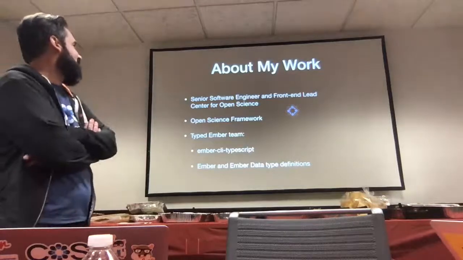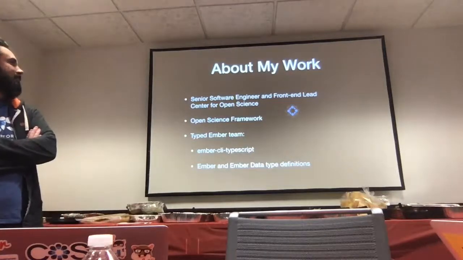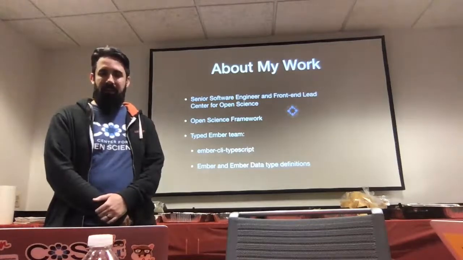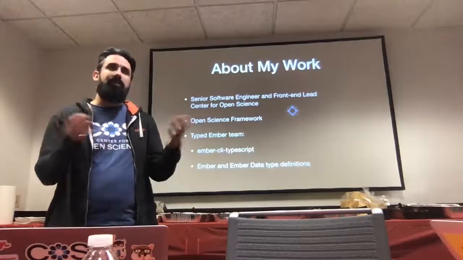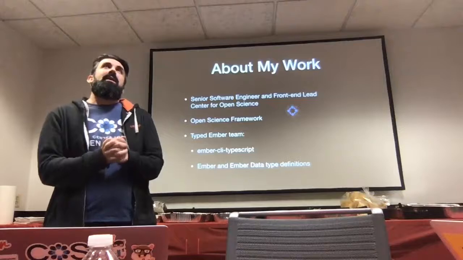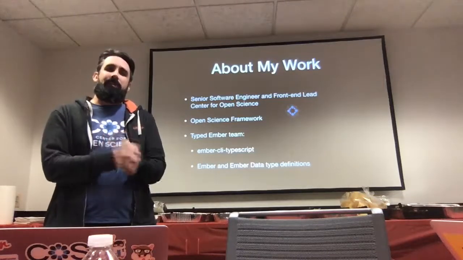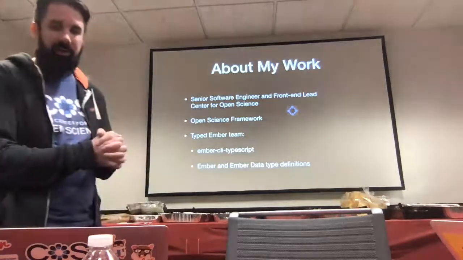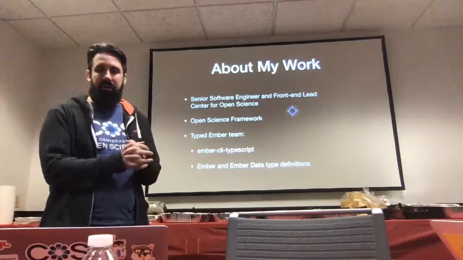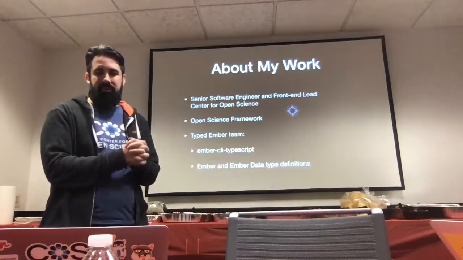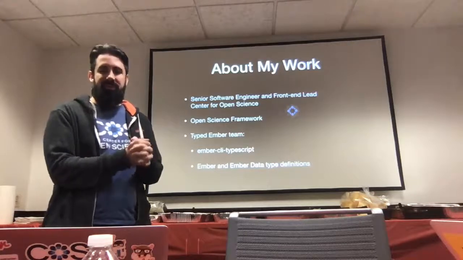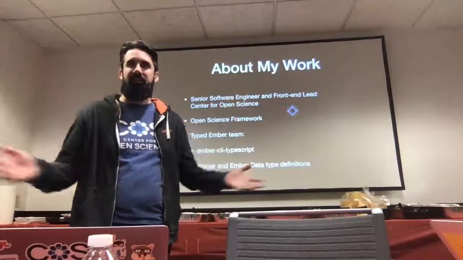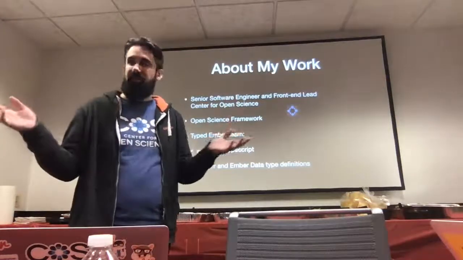I am a senior software engineer and the front-end lead for the Center for Open Science based in Charlottesville, Virginia. It's a nonprofit technology company, and the mission is openness and replicability in scholarly research. Our main product is something called the Open Science Framework. It is a scholarly commons to connect the entire research cycle. It's kind of like project management software for academic research and sharing all of your work. The front end is written in Ember.